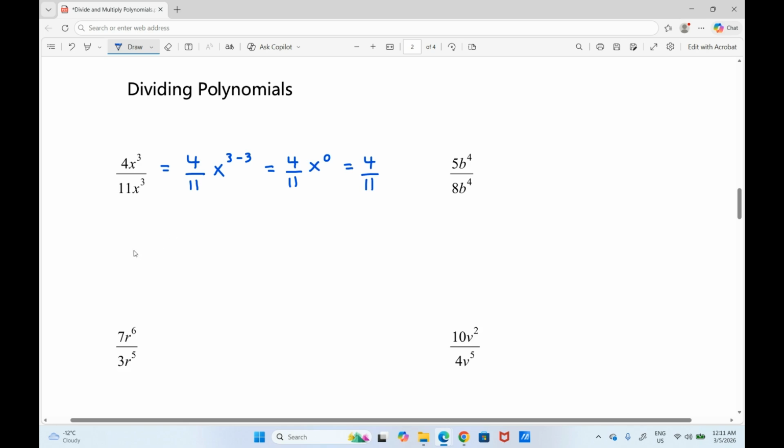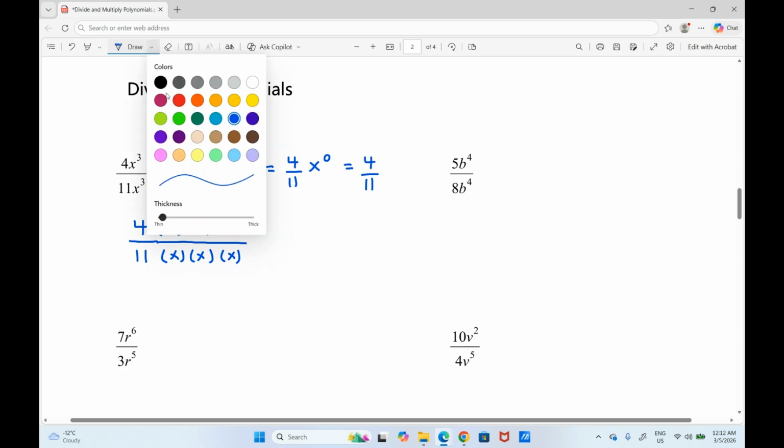The other way to look at this question is, imagine once again I have 4 over 11. x to the exponent of 3 means I write x multiplying by itself 3 times. So in this case, this is what I actually have: 4 times x times x times x on the top and 11 times x times x times x on the bottom.